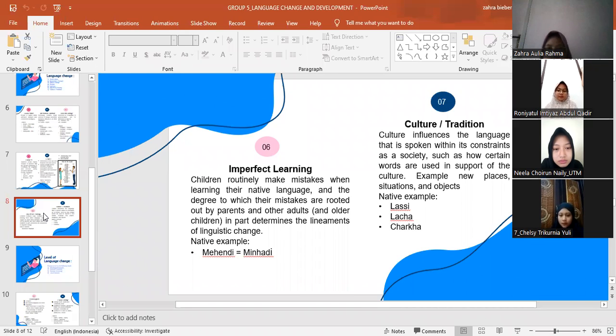And the last one is culture and tradition. Culture influences the language that is spoken within its constraints as a society, such as how certain words are used in support of the culture. Examples, new places, situations, and objects. The native examples for culture and tradition are Lassi, Laka, and the last one is Charkha.